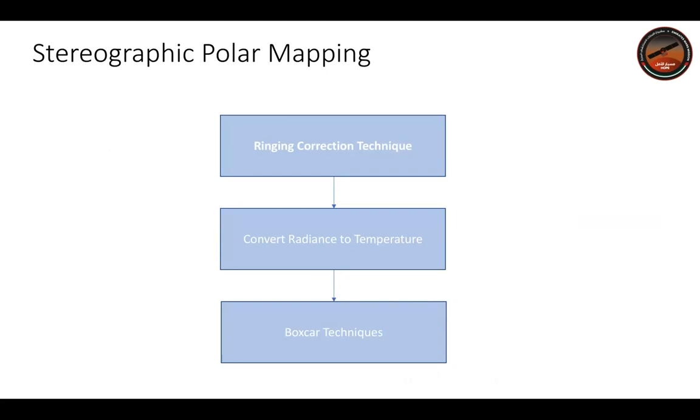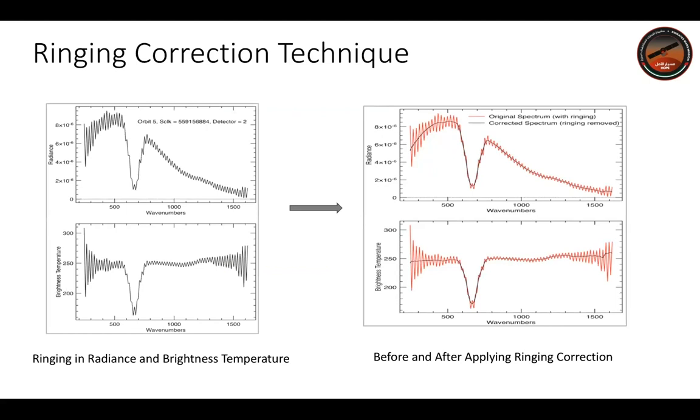So the ringing correction technique is used to smooth and remove noise from the data. In this figure, the red spectrum is the original spectrum with the ringing, and the black spectrum is the result after using the correction.